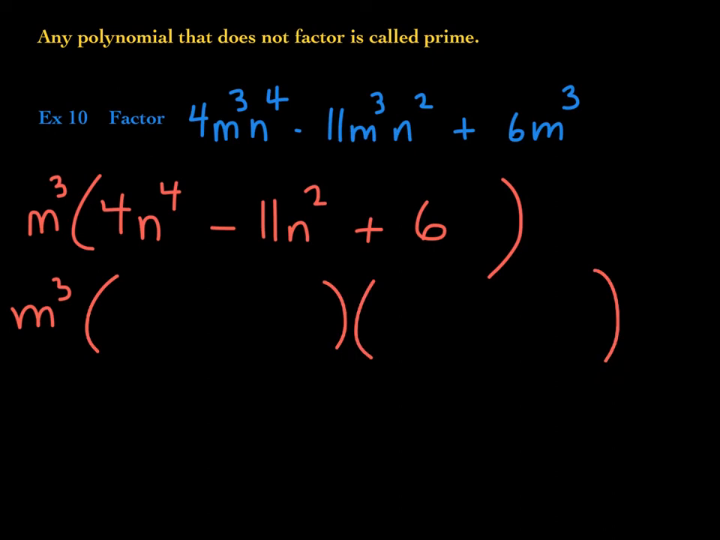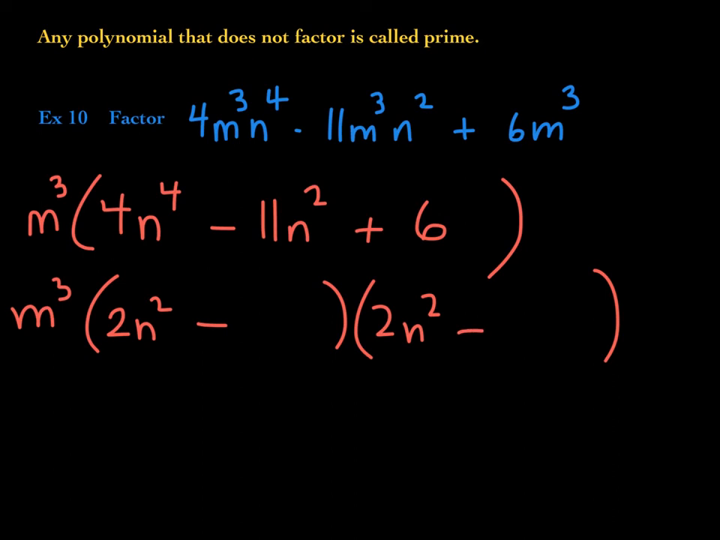Now, we know that whatever you write here and here must multiply to give you 4n to the fourth. Well, there's a few different ways to make that happen. One thing you could do is 2n squared times 2n squared. That might work because 2n squared times 2n squared is indeed 4n to the fourth. Now I can tell that the signs are going to be the same because this last term is positive. I can see that they're both going to be negative. Both signs will be negative.